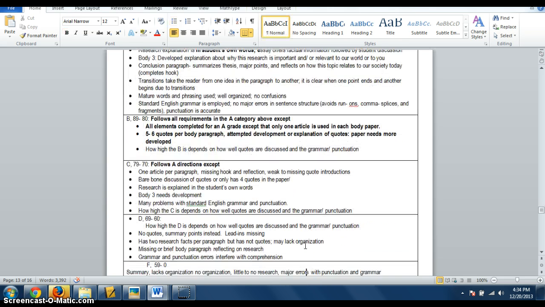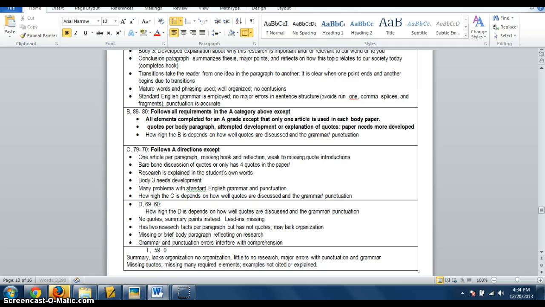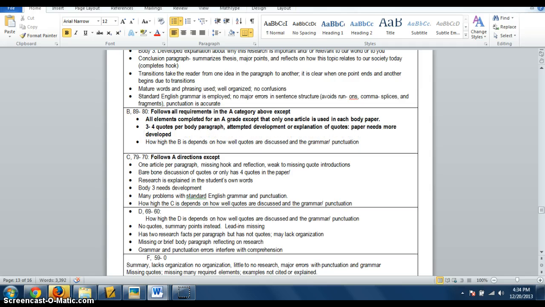Okay, so B is everything the A is, except that you may have a little bit, this is a bit different. 3 to 4 quotes in a paragraph. You might not have as many, but really your development is, you may be missing a quote, but your development is not so great. If you have 4 quotes and your development is not great, you're probably at a B. If you have 3 quotes and your development is great, it's a B. If you have 3 quotes and your development is poor, you're still at a C. Okay, so if that makes sense. Again, it depends. How high the B depends on how well the quotes are discussed in your grammar.